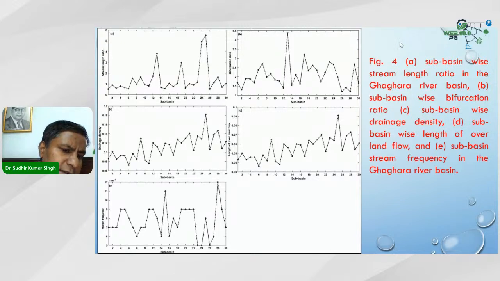and stream frequency. So these graphs show that for stream length ratio versus sub-basin, you will find that sub-basins 12 and 13 have a high stream length ratio, and similarly 24. Bifurcation is very high at sub-basin 13. So through this you can analyze the basic characteristics of the sub-basin.